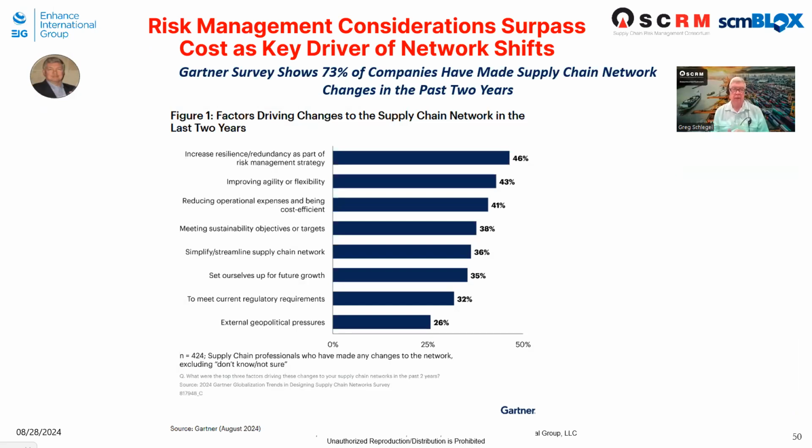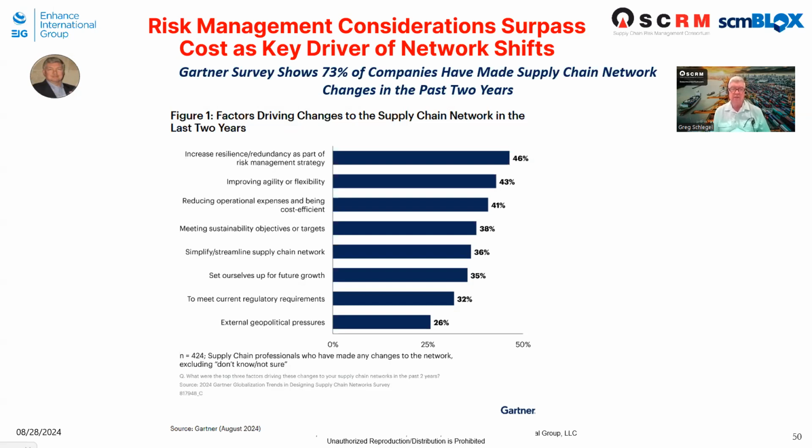We thought we'd try to put a bow on this discussion for you. We'll do the byline: risk management considerations surpass cost as a key driver of network shifts. This is the byline from a recent Gartner survey that showed 73% of the companies that they surveyed have made supply chain network changes in the past 2 years.